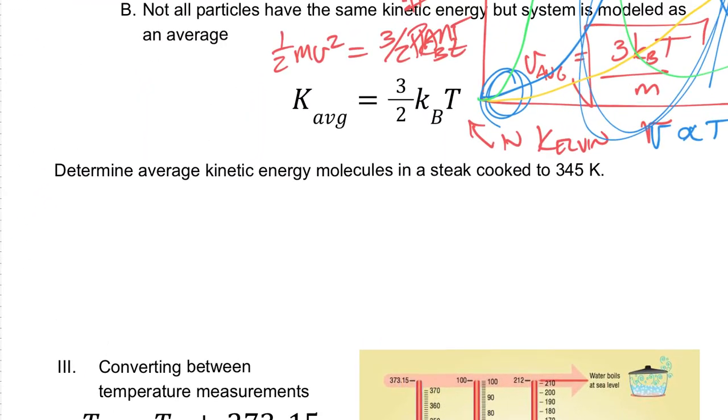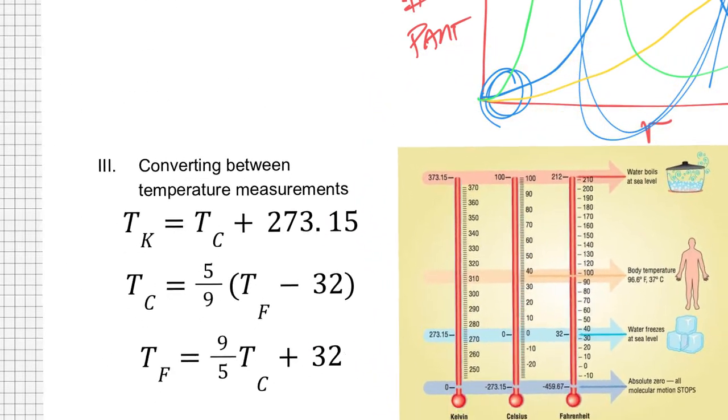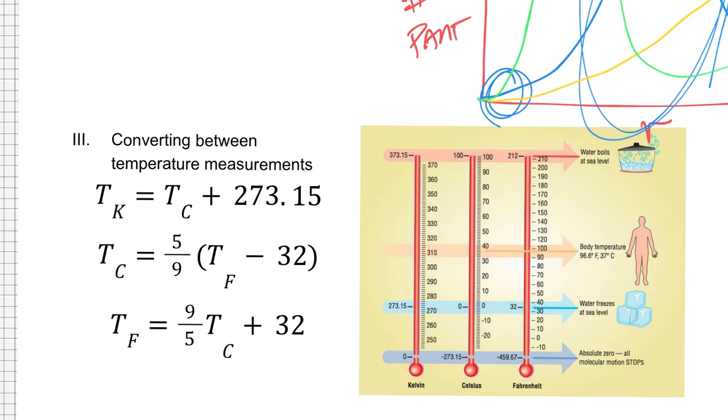Now, again, with this, we could determine the average kinetic energy of molecules at a temperature of 345 Kelvin. Again, the idea is our temperature needs to be in Kelvin. We can just plug in 345, use the Boltzmann constant, and then we can figure out the average kinetic energy. So not a hard thing. A little note here of just how you could convert between Kelvin, Celsius, and Fahrenheit. I don't ever see this as being necessary, but just making sure we understand.